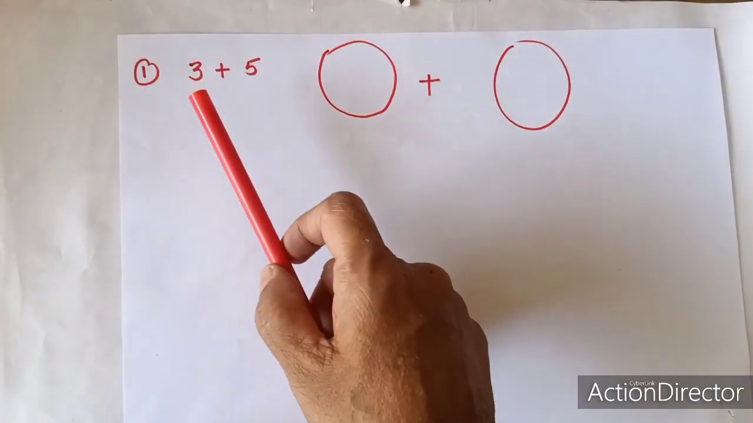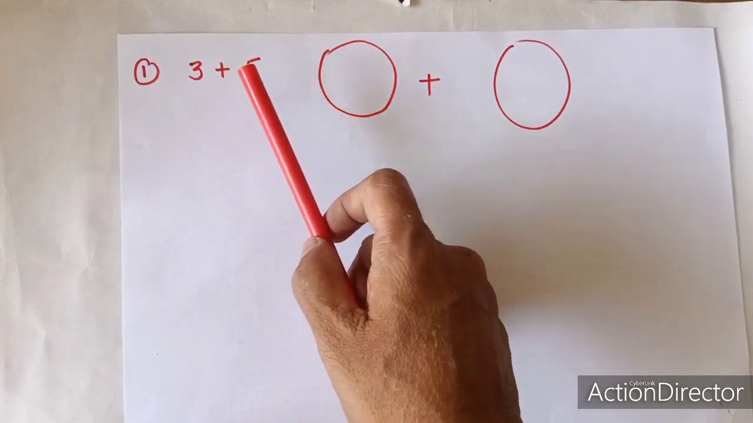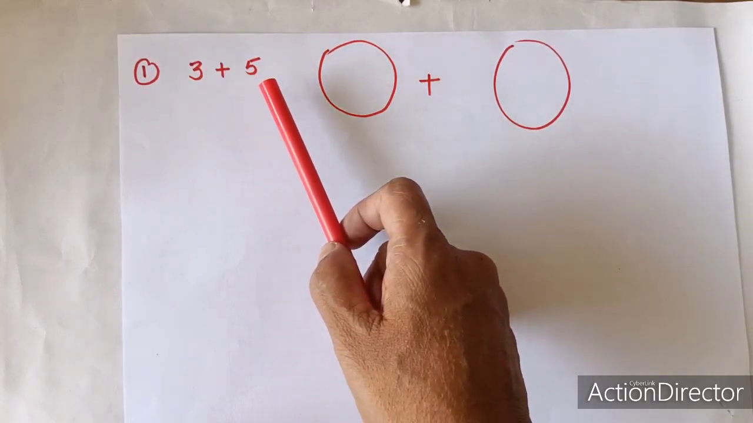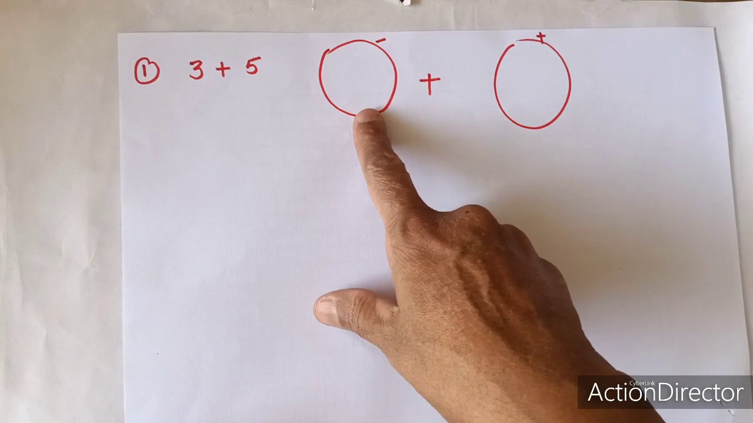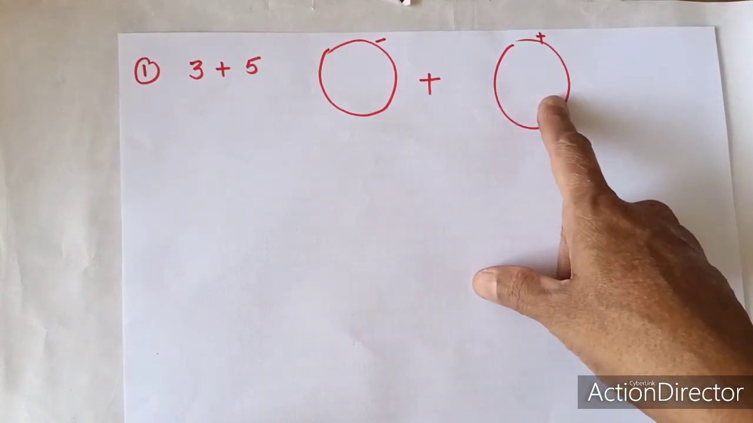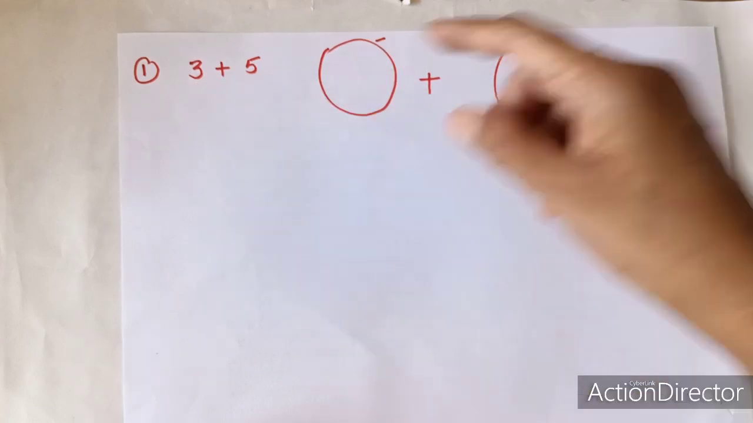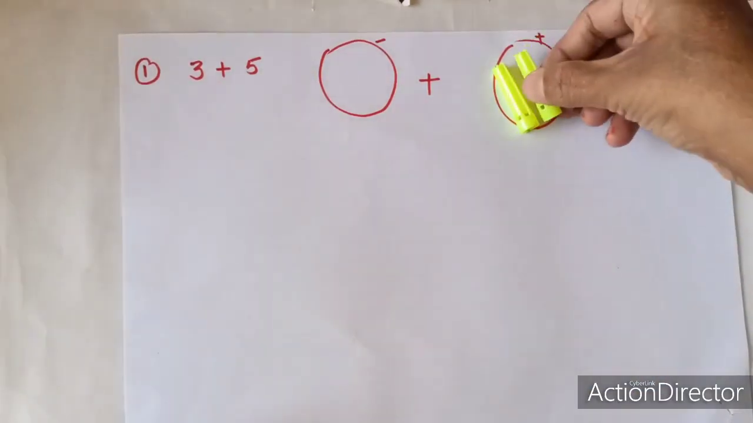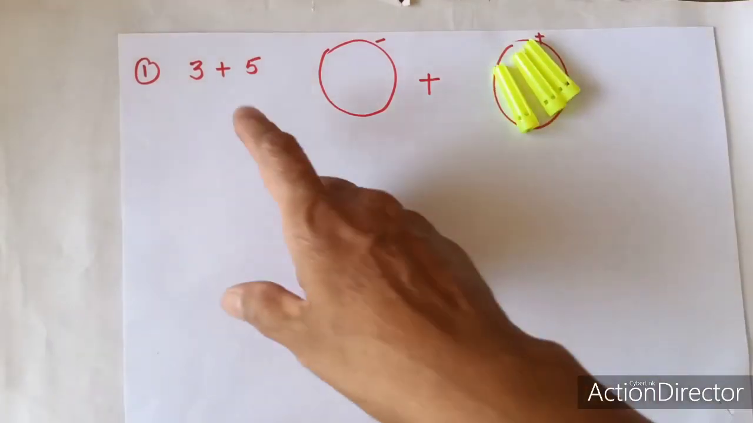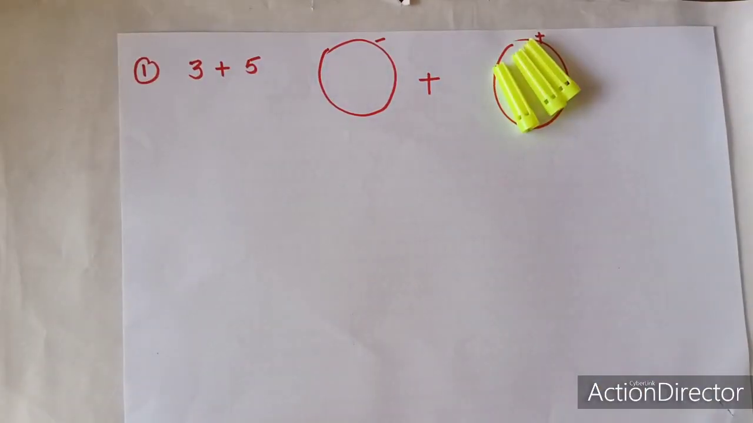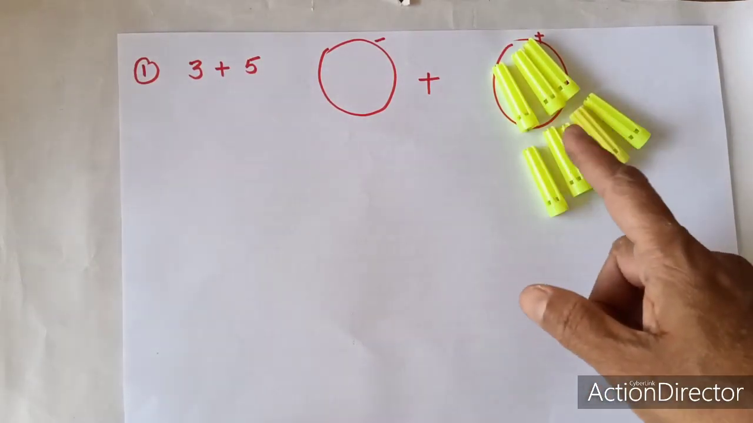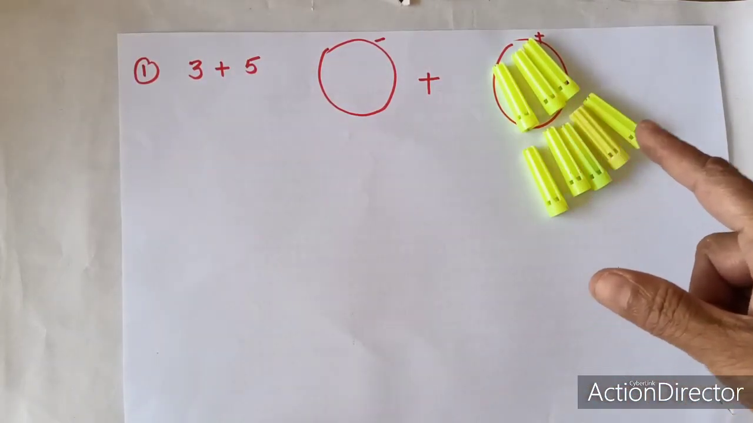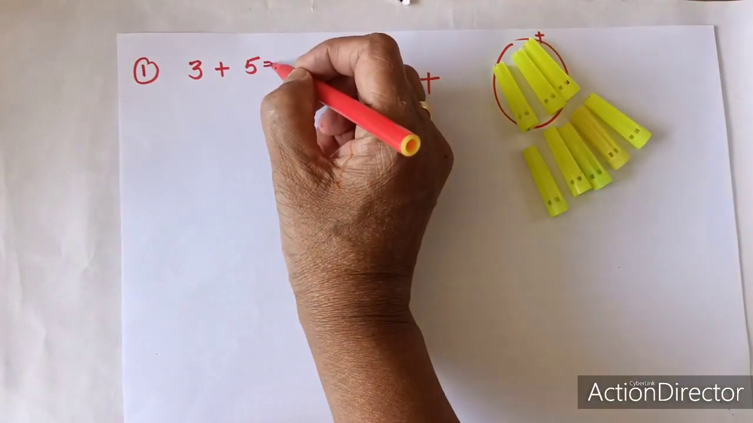Now first let us see the sum. We have to add two integers, 3 plus 5. Here 3 is positive and 5 is positive. Since I do not have any negative integers over here, I am going to keep only the positive integers. First I will keep 3 positive integers: 1, 2, 3. And again I have 5, so I will add 5 more: 1, 2, 3, 4, 5. Now what is the total? The total caps are 1, 2, 3, 4, 5, 6, 7, 8. So my answer is 3 plus 5 is 8.